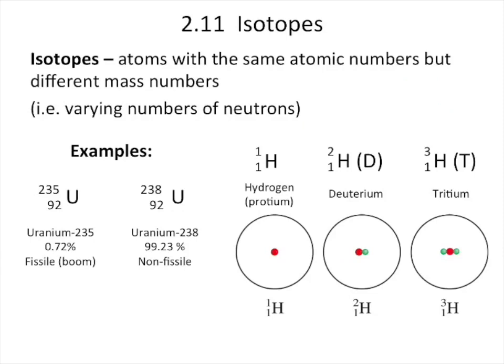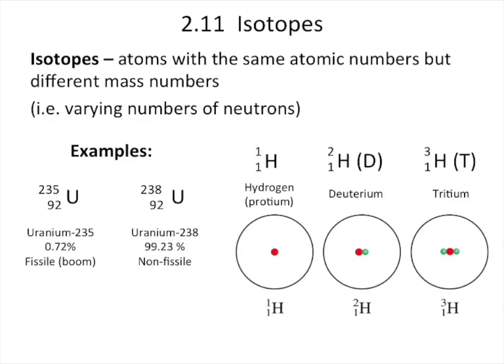Now, 2 atoms of the same element will have the same number of protons, but they can have different numbers of neutrons and still be the same element. And those atoms are called isotopes of each other. So the definition here is atoms with the same atomic numbers, but different mass numbers, so the number of neutrons varies. Some examples here: uranium-235 is the fissile isotope of uranium, so that's the one that can form a nuclear explosion or nuclear power, whereas uranium-238 is non-fissile and it will not start a chain reaction that's useful for these purposes.